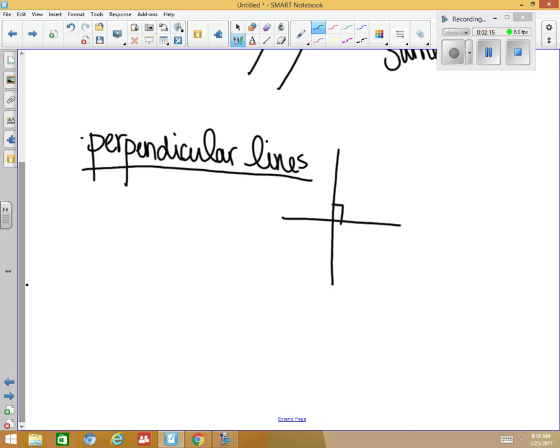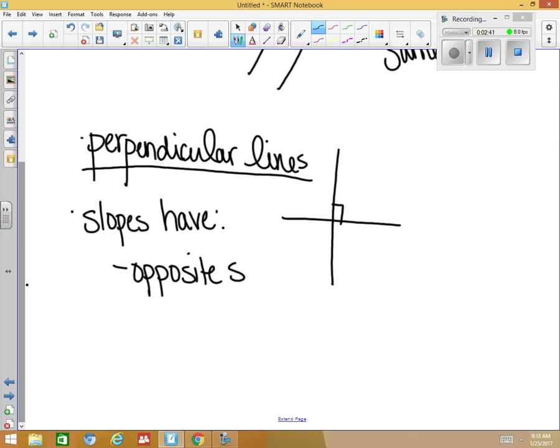So, something special about their slopes. Two things. They could also kind of go like an X, so they could turn. Their slopes have opposite signs, so one's a positive, one's a negative. Opposite signs. And they're reciprocals. You know what a reciprocal is? No. Okay. Reciprocals.